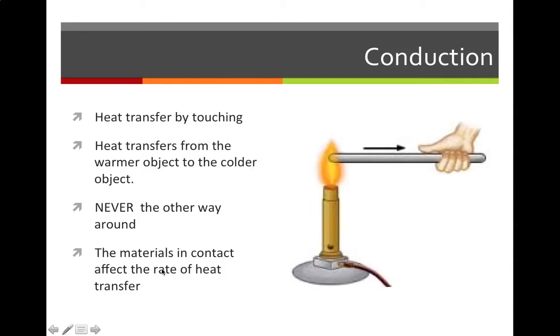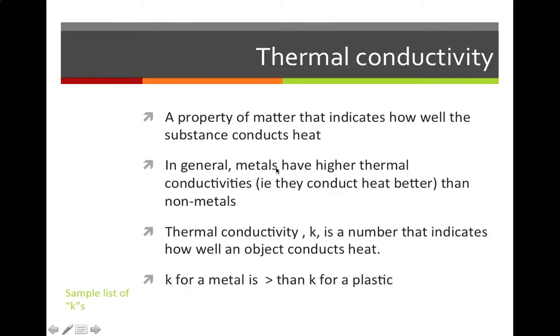And some materials can transfer heat better than others, and you know that. That's why some things are insulators and some things aren't. There's actually a property which is called thermal conductivity. And that property tells us how well a substance passes heat, okay? And in general, metals pass heat better than nonmetals, for example, plastic or wood. And so you can get a number that tells you how well an object conducts heat. So K for a metal would be bigger than K for a plastic.